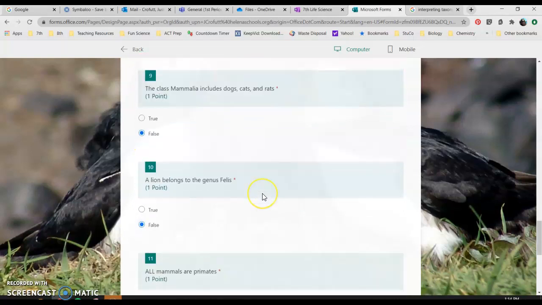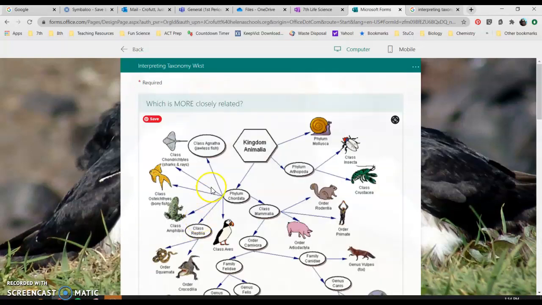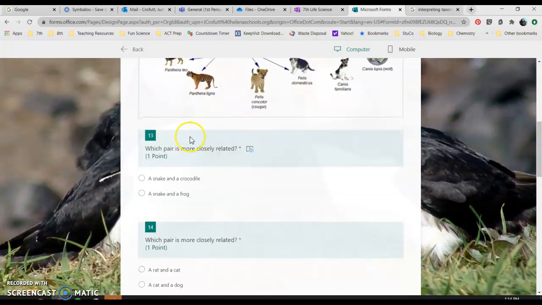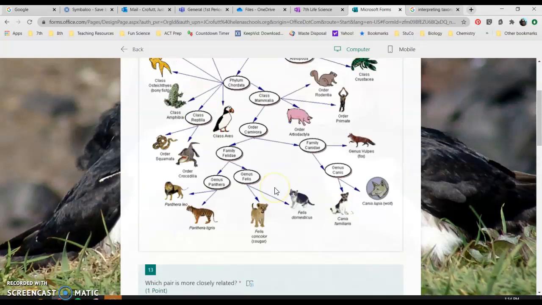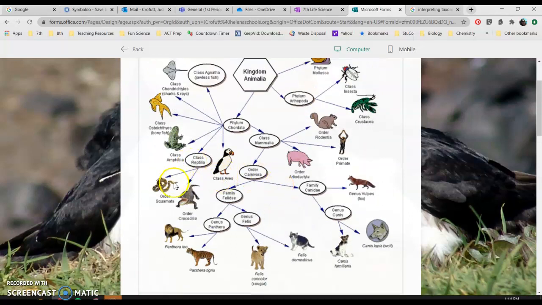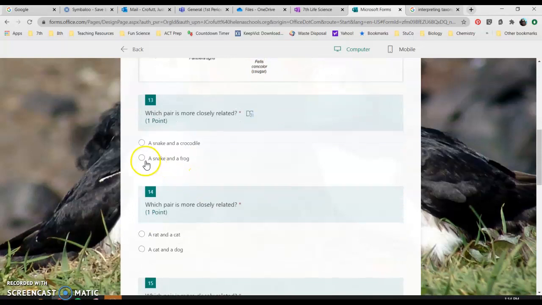All right, next section, you guys are looking at how closely related something is. So you have two options that show you a pair. Which pair is most closely related? In the first one, you have a snake and a crocodile, or a snake and the frog. What you want to do is find each pair. Here is a snake and a crocodile, it looks like they share the same class, versus a snake and a frog, where we go clear back to phylum Chordata. So they only share the same phylum. The snake and the crocodile, which share the same class, are more closely related. They have more in common because they're both reptiles. So your answer to that one would be a snake and a crocodile.